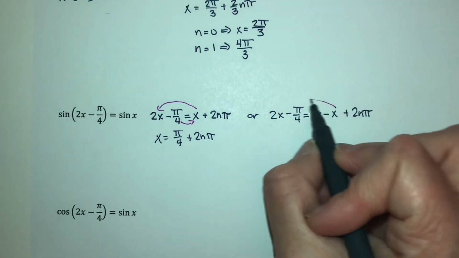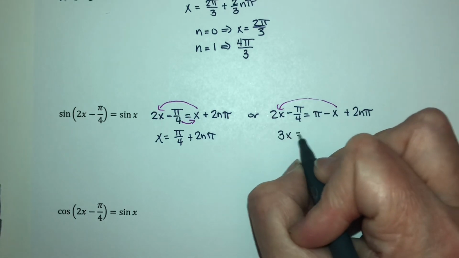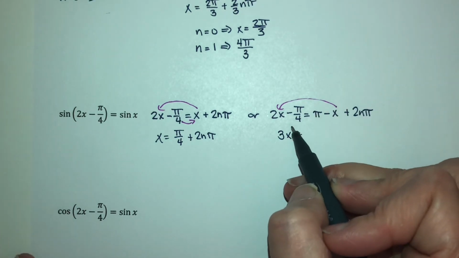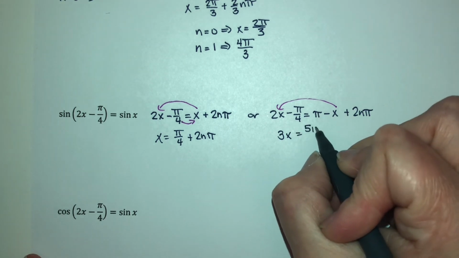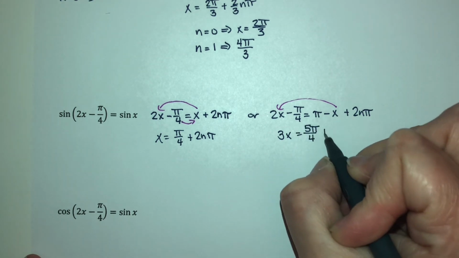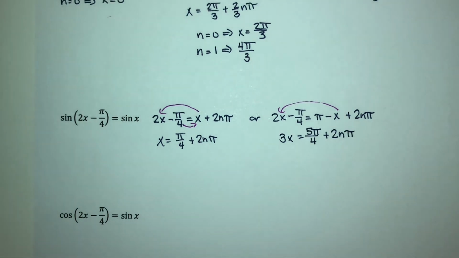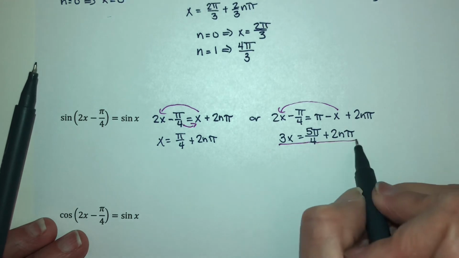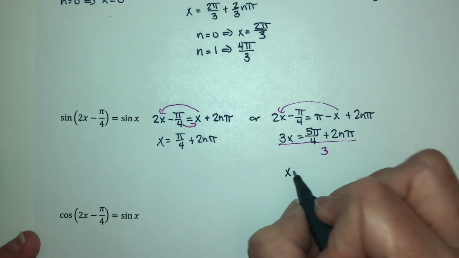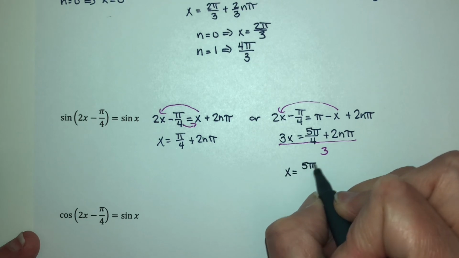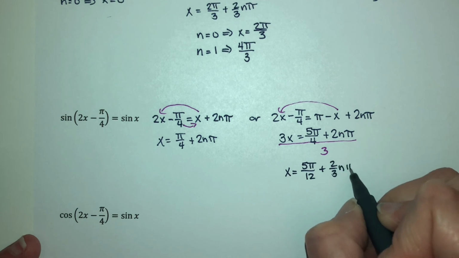Here, if I add an x here, I get 3x equal to pi plus pi over 4, which gives me 5 pi over 4, plus 2n pi. Now I need to divide everything here by 3, and that gives me x is equal to 5 pi over 12 plus 2/3 n pi.